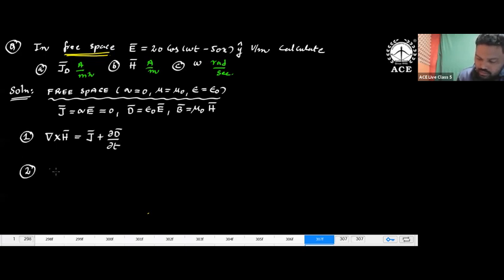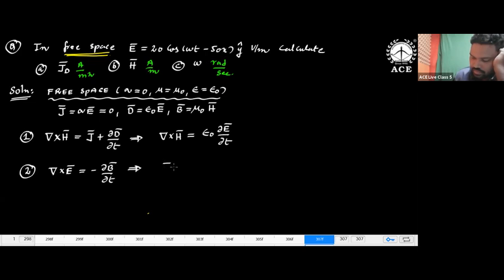Second Maxwell equation is del cross E is equal to minus dou B by dou T. How can this be modified, beta? This can be modified as del cross H is equal to epsilon naught into dou E by dou T, and then del cross E is equal to minus mu into dou H by dou T. This is nothing but a displacement current, JD. Conduction current is 0, isn't it? Fine.